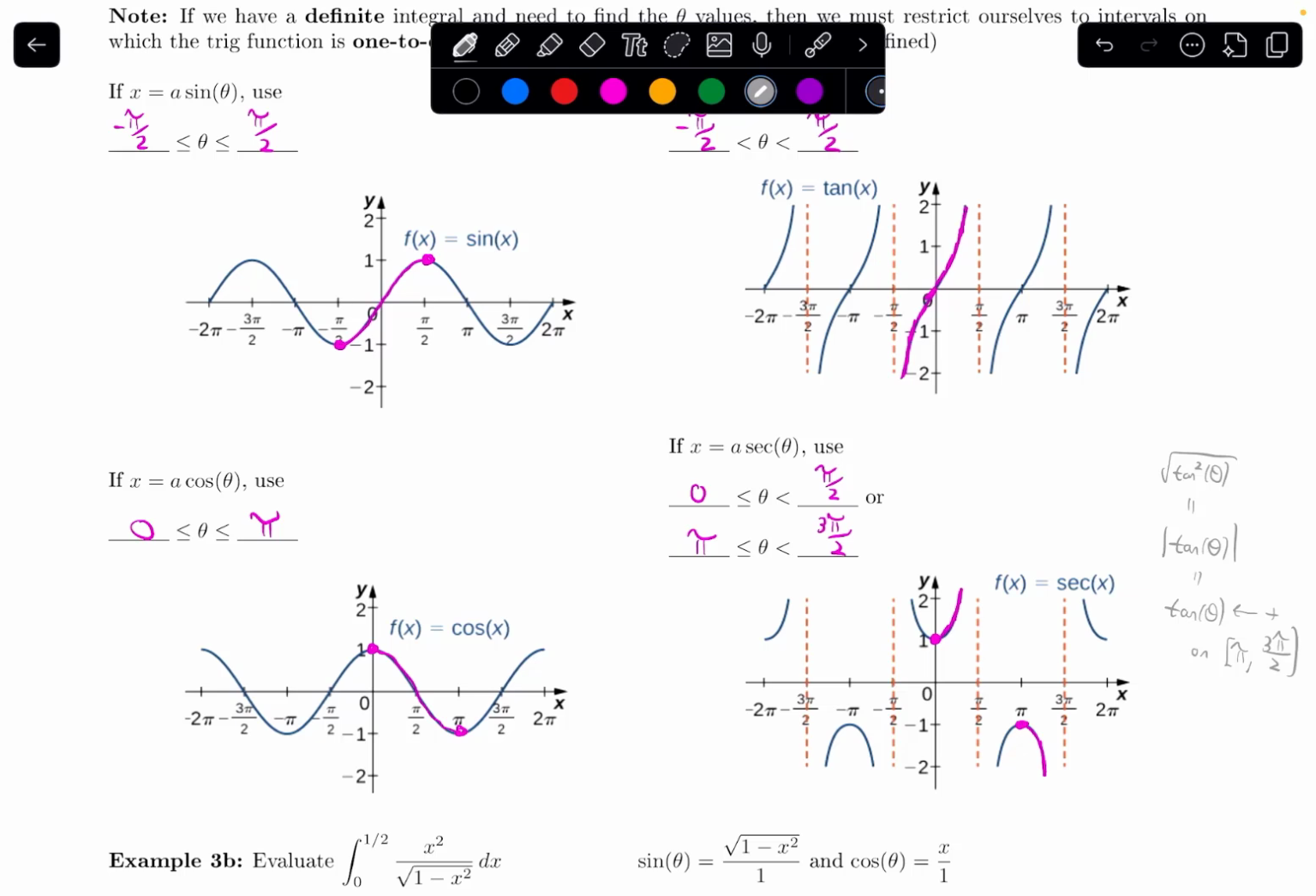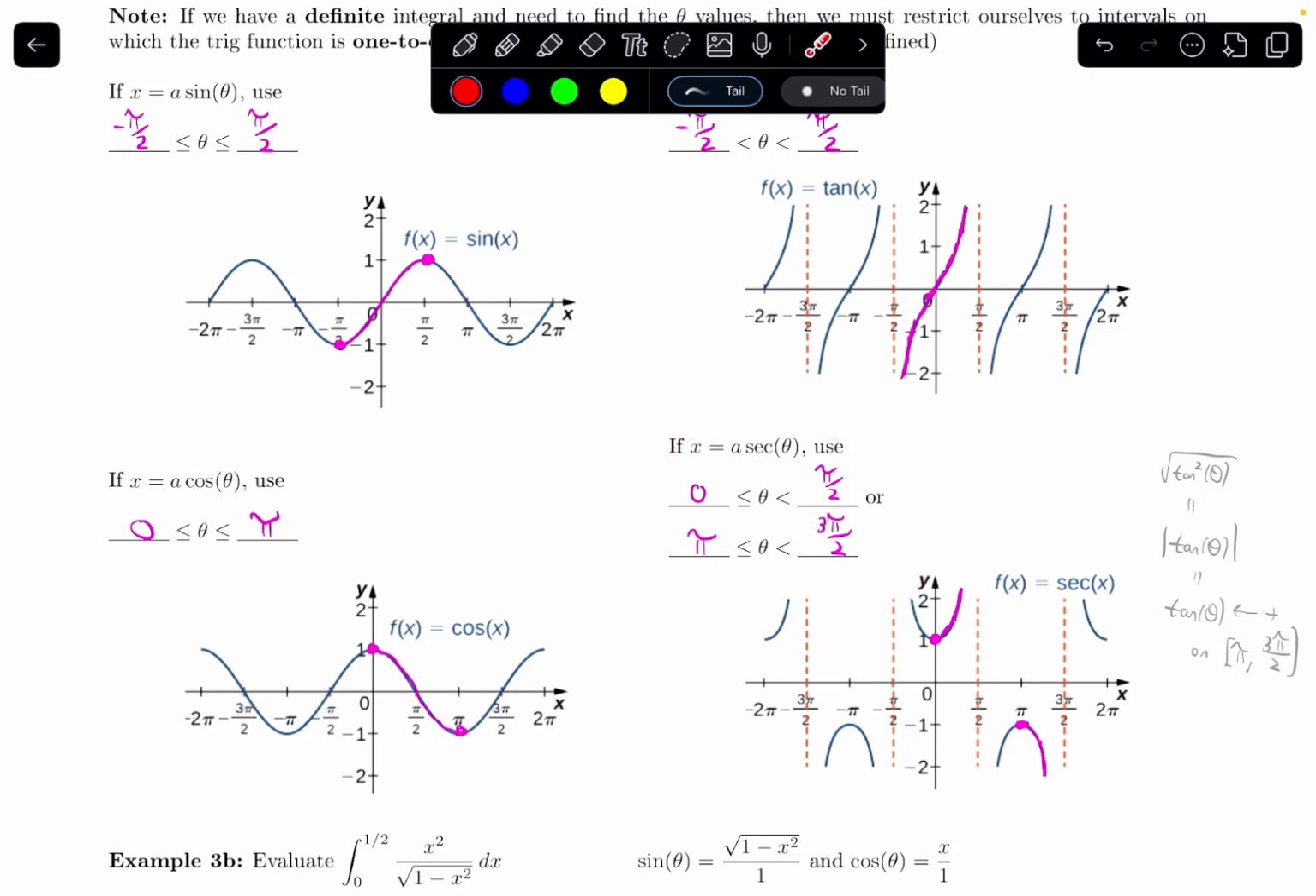But if instead we had used the interval from pi over 2 up until pi, well then tangent would have been negative. So when you drop the absolute value, you would have needed to put a negative in front of this, which is just a bit more complicated. Okay, so that's why this happens to be the convention for secant, for what the angle should be.